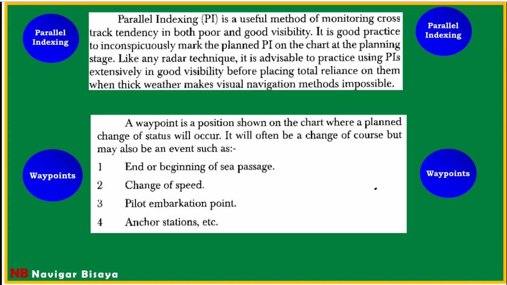Waypoints. A waypoint is a position shown on the chart where a planned change of status will occur. It will often be a change of course, but may also be an event such as end or beginning of sea passage, change of speed, pilot embarkation, an anchor station, etc.